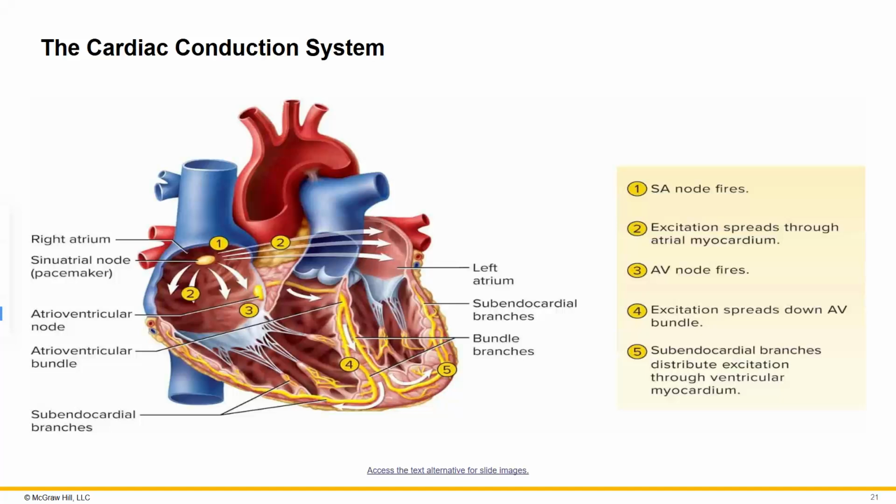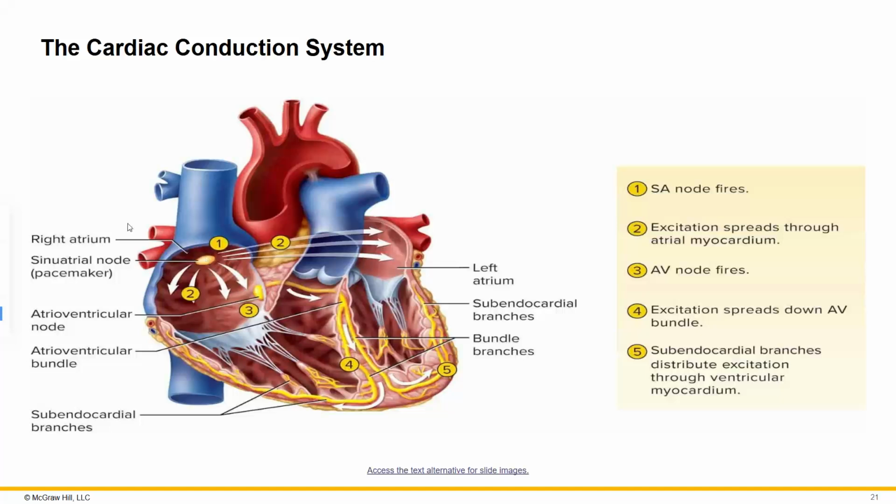I'm going to go to the picture, and I'm going to bounce back and forth between the picture and the description. So here is the SA node, or the sinoatrial node. This is known as the pacemaker of the heart. Without any stimulation at all, this will stimulate an action potential all by itself. So that's what's known as being autorhythmic. So this is going to initiate a heartbeat all by itself.